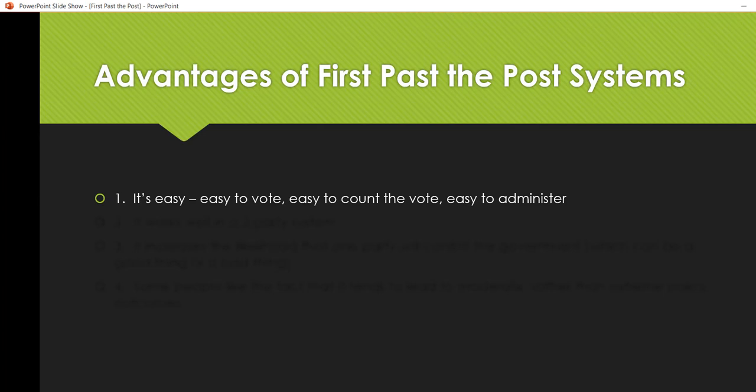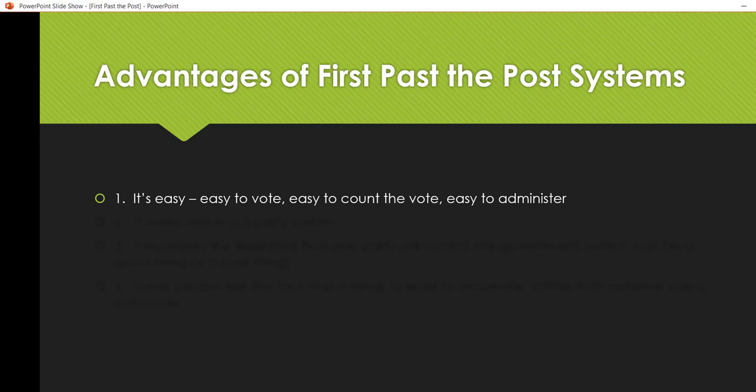You get to vote for one and you're done, right? You don't have to rank all of the candidates in the order that you would prefer that they get elected. You don't have to choose 4 out of 7. You just vote for one person and then you're done voting for that office. It makes it very easy to count the vote. You count up the number of votes people get, and the person who gets the most votes wins.